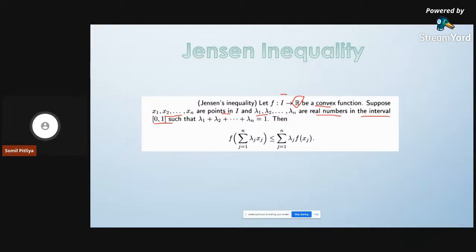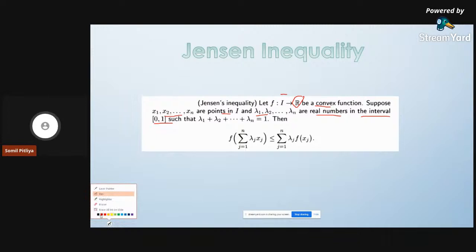If lambda 1 plus lambda 2 plus ... plus lambda n equals 1, then f of sigma lambda j xj, j equals 1 to n, is less than or equal to sigma lambda j f of xj, j equals 1 to n. So it's for the convex function. Let's see, we can expand this sigma.